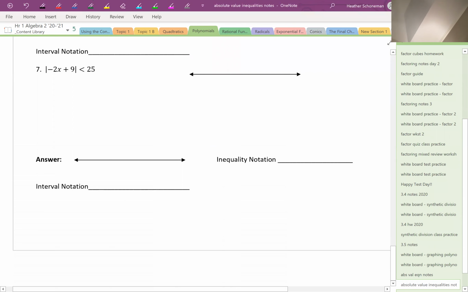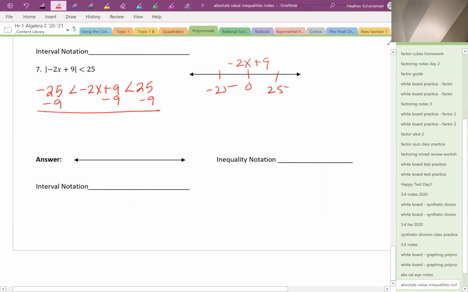All right, one last one over here. It's by itself. So we go straight to our work number line. If it's less than, we know it's going to have to be in between, right? So we have this. All right, so that means when I write it, I'm going to write as one compound inequality. So I have negative 25 is less than negative 2x plus 9, which is less than 25. So now to solve, I'm going to subtract 9 from both sides. Negative 25 minus 9 is negative 34 is less than negative 2x, which is less than 16.